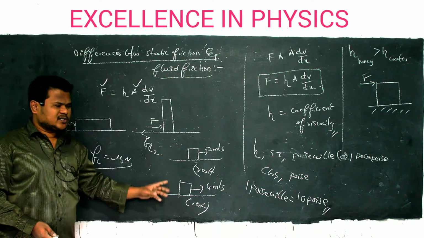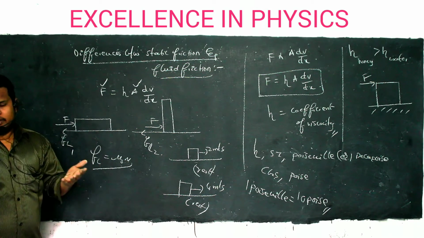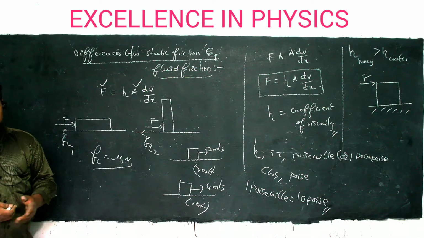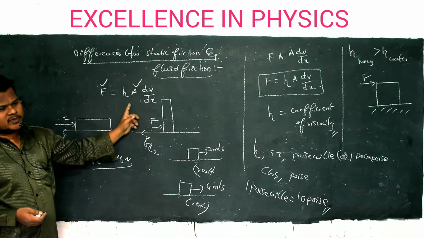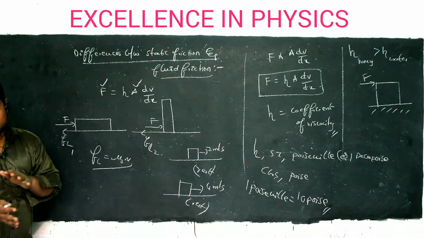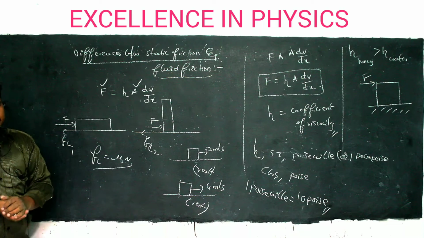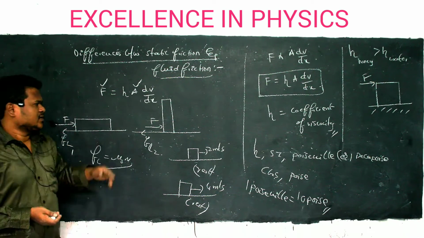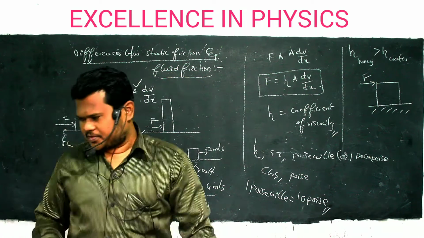So static friction does not depend upon the relative velocity of two bodies, but fluid friction does depend upon the relative velocity of two layers of liquids. So these are the differences. Are you able to understand? Okay, make a note of this. Write in your own terms.